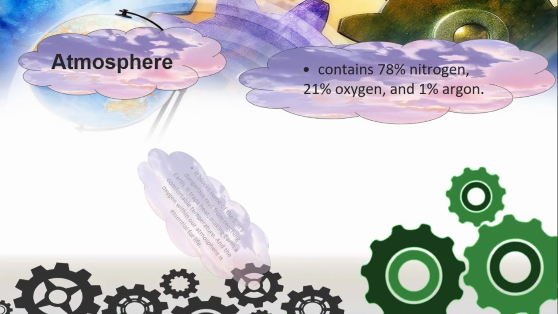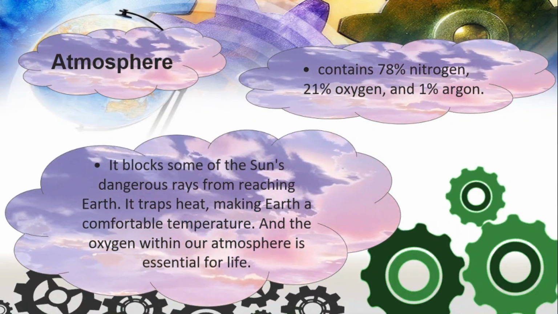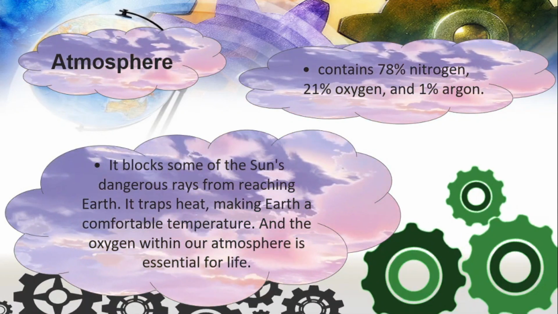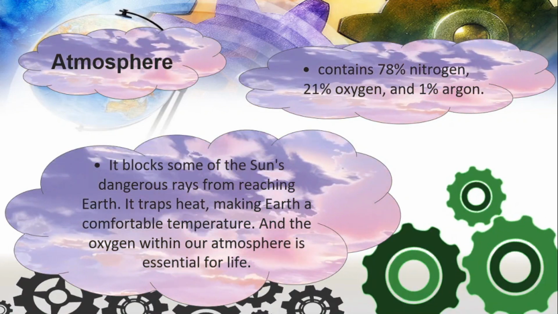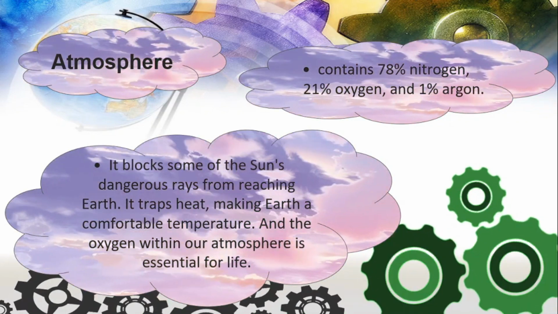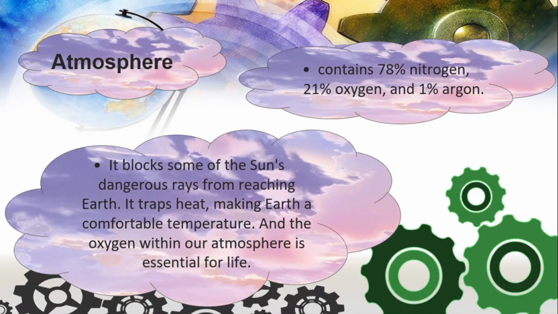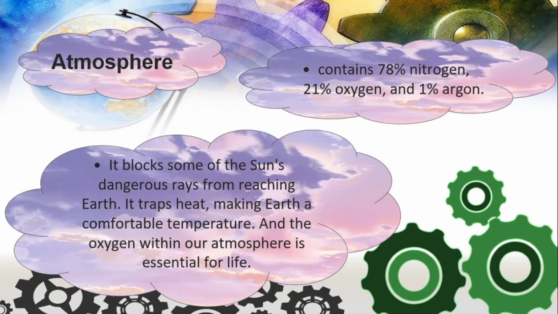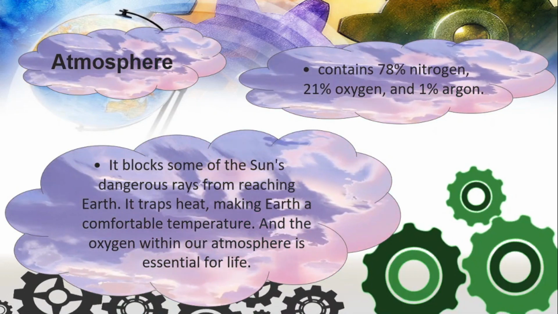Atmosphere. Earth's atmosphere contains 78% nitrogen, 21% oxygen, and 1% argon. Earth's atmosphere blocks some of the Sun's dangerous rays from reaching the surface. It traps heat, making Earth a comfortable temperature.